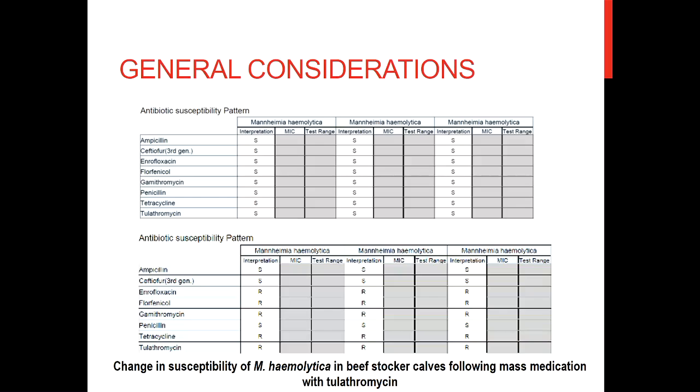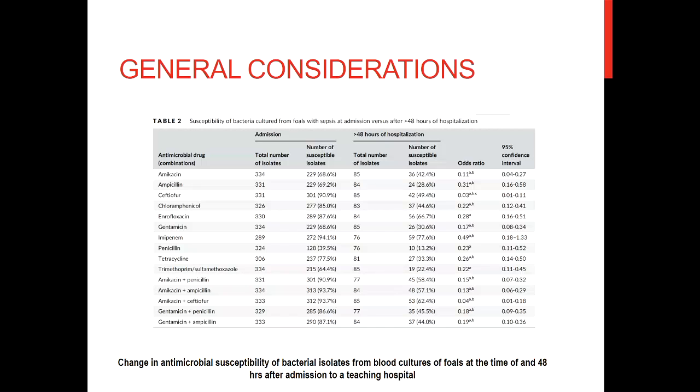The only class that I've maintained susceptibility to are the beta-lactams. I've got resistance to tulathromycin, tetracycline, gamithromycin, florfenicol, and enrofloxacin. 1 dose of tulathromycin precipitated resistance to all of these other drugs. So what's the cost of that? Am I willing to accept it?